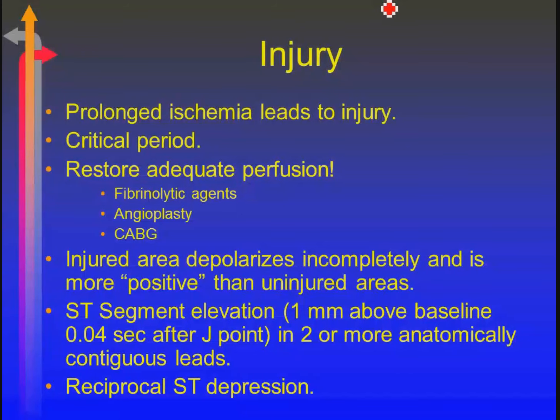If ischemia lasts long enough, we change to injury. This is the critical period. This is the time where we need to get something to reperfuse that artery. Time is muscle. So we will use things like fibrinolytic agents, TPA. We'll use things like coronary angioplasty.